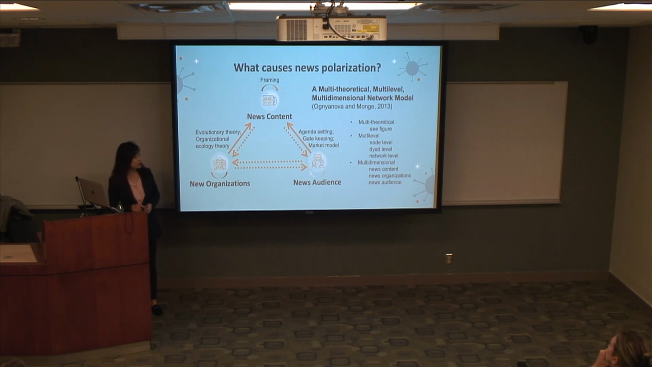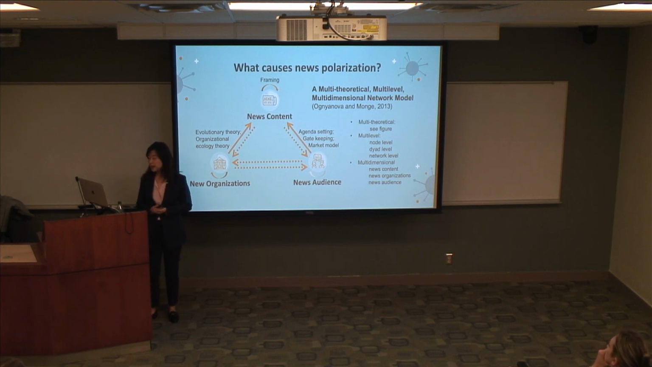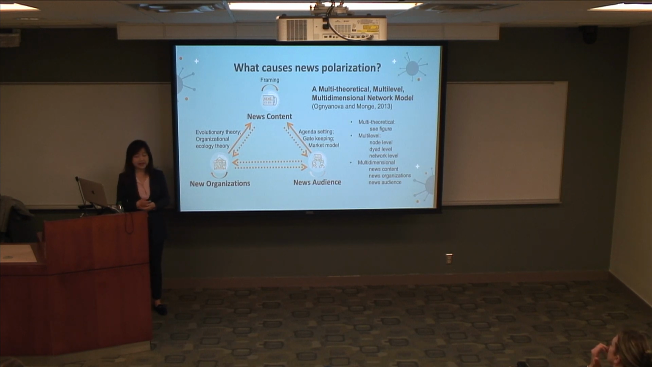So we relied on multiple theories. All these theories are actually mapped onto this little figure. And then we used multiple theories to generate our hypotheses. And then we conducted analysis at the node level, dyad level, and network level. And finally, we analyzed the three dimensions all at the same time. The three dimensions are the news content dimension, news organization dimension, and news audience dimension.